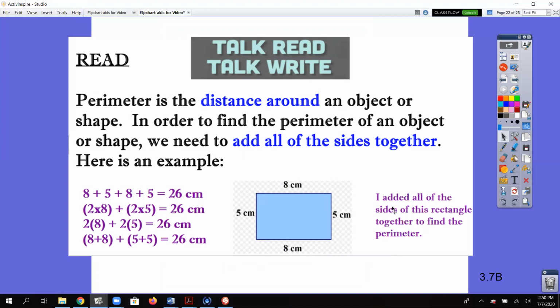It says here, I added all the sides of this rectangle together to find the perimeter. On the left here, it represents all the different ways possible to find the total, because there's different ways to add. And as we teach our kids, when you add, the order doesn't matter. You can add however you'd like. You still get the same answer. This is a good time for the students: you can block this part out and have the students brainstorm different ways and then share how they found their answer.